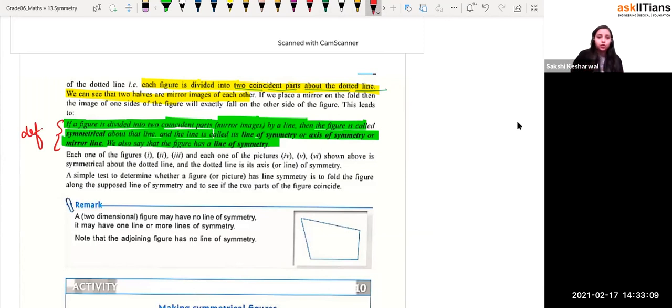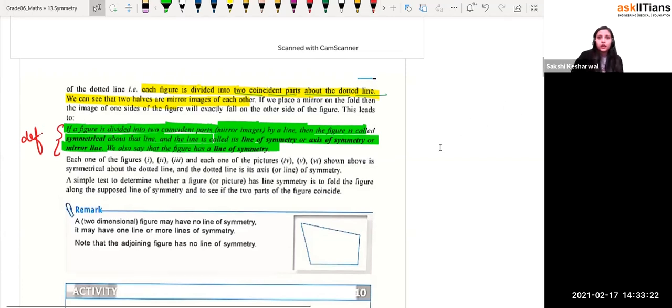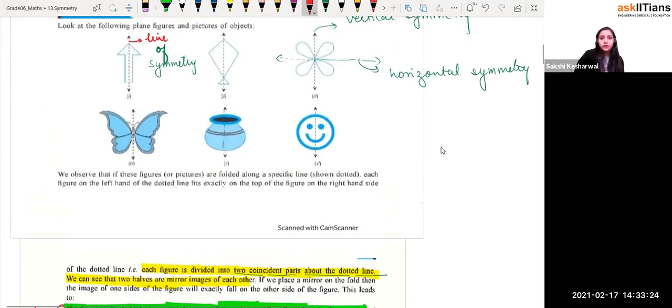Over here it says that each of the figures one, two, three, each one of the pictures like 4, 5, 6 shown above is symmetrical about the dotted lines, and the line which is dividing the figure is known as the line of symmetry. If it is symmetrical about any line, or you can make a mirror image, then we say that the figure is symmetrical, right? Every figure is not symmetrical. It's not necessary that every figure is symmetrical.